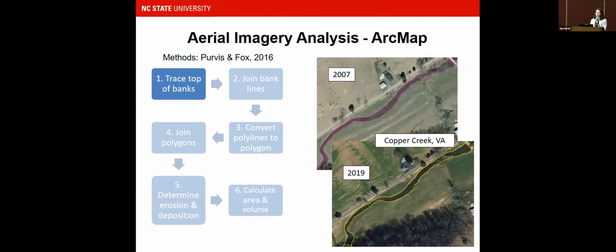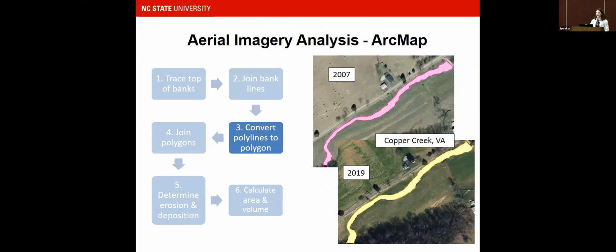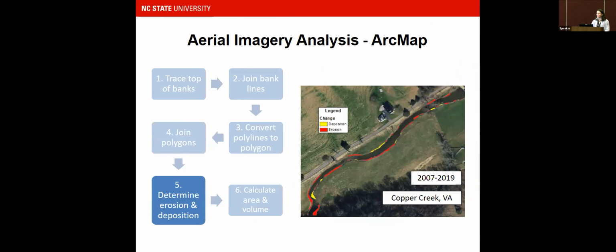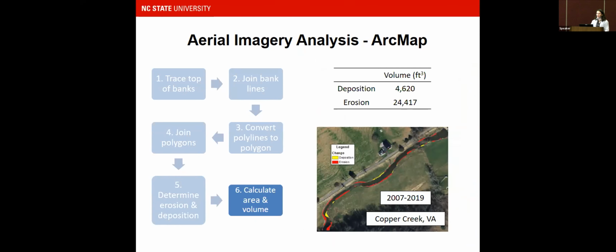I'm also applying aerial imagery analysis following the methods by Purvis and Fox, where you trace the top of the bank, join bank lines together, convert the polylines into a polygon, join polygons together, remove the middle section, determine if the remaining polygons represent erosion or deposition. You can calculate the area from that. And to get the volume, multiply the area times the measured bank height in the field from BHIGH.